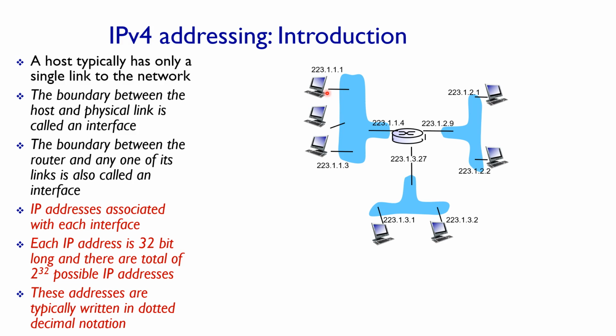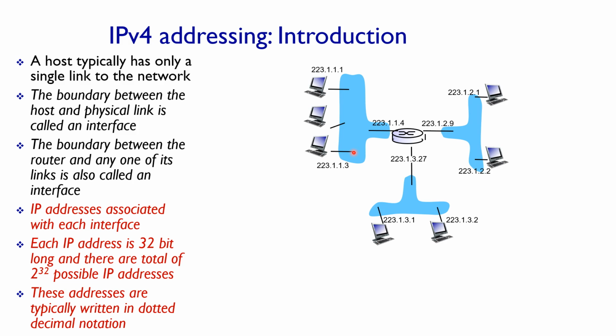Similarly, the boundary between the router and any one of its links is also called an interface. Here the physical connection between the link and the host was named an interface. Then in the next bullet, the boundary between the router and its link is also an interface. So everything connecting to the physical network, whether a router or a host, has this boundary known as an interface.